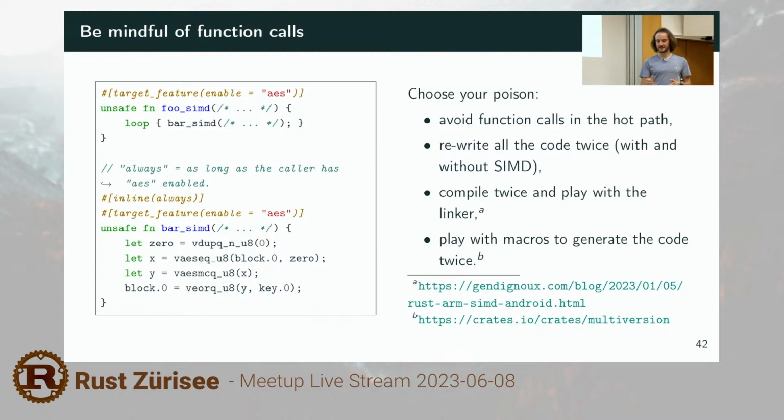And the last approach is to use macros to take your input source code, and the macro will output two variants of your code, with and without the features. And this is what the multi-version crate is aiming to do. I didn't dig into the details, so I don't know if it works if you call several functions transitively like this.